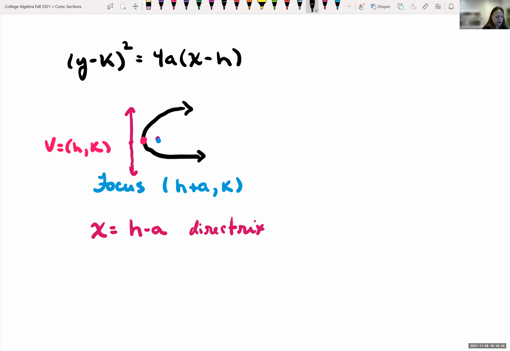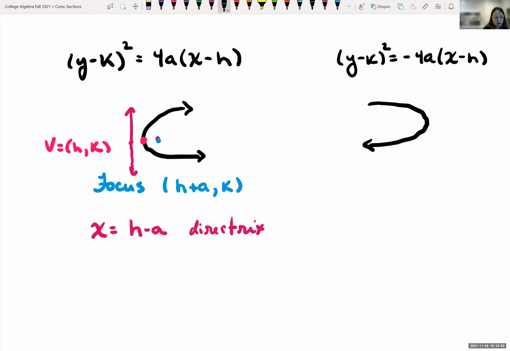So one more, the other formula is when there's a negative in front of that 4a. So we have (y minus k) quantity squared equals negative 4 times a all times (x minus h). If it's negative, think of it as the parabola is facing towards the negative x values. Again, you have your vertex. Your vertex is at (h, k).